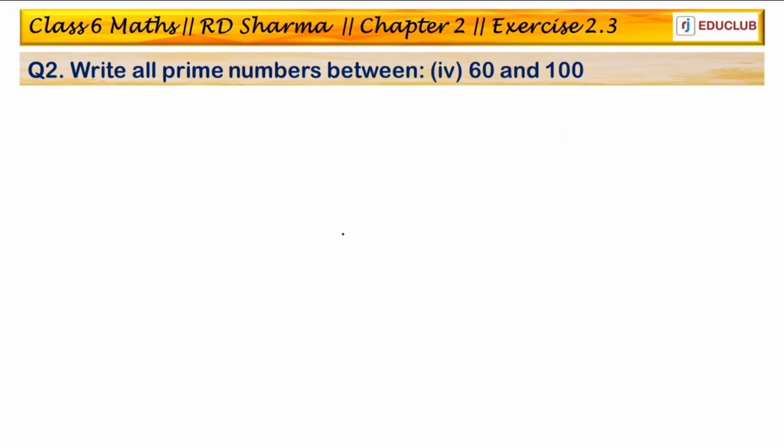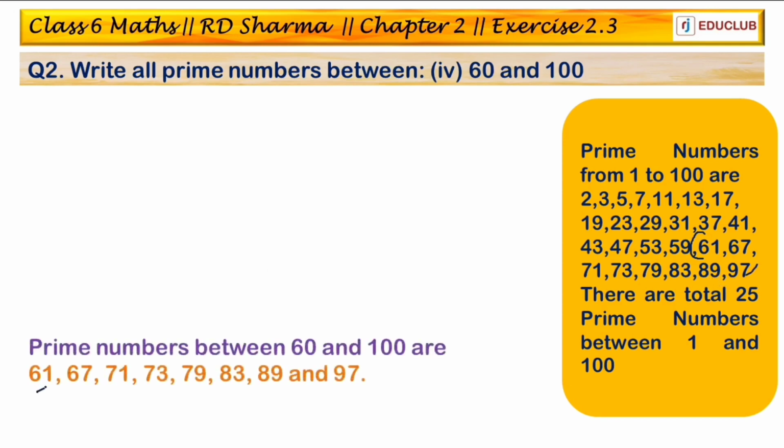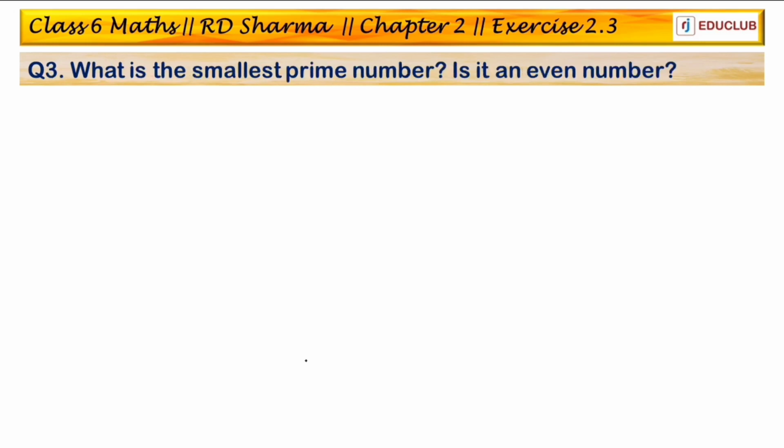Next, prime numbers between 60 and 100. From 61 onwards and up to 100. So these are the prime numbers: 61, 67, 71, 73, 79, 83, 89 and 97. These numbers have factors 1 and the number itself.